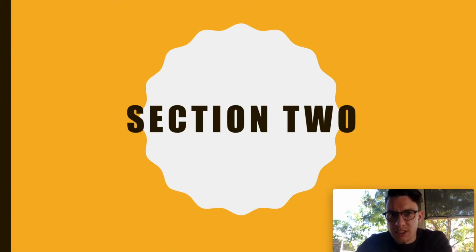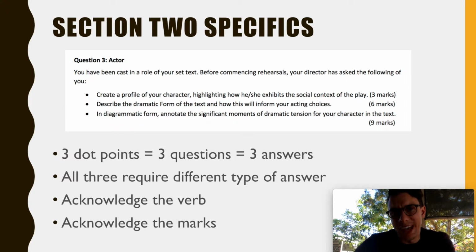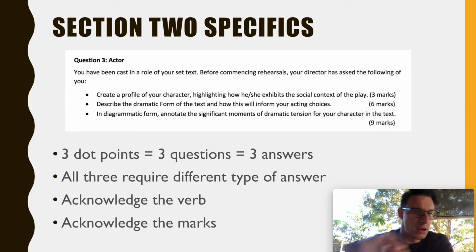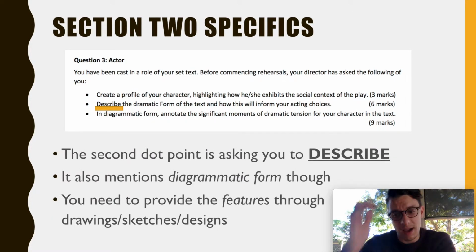Section 2, a little bit different. We know that Section 2 presents one bold question that we need to answer, but three dot points that we need to pay attention to. So here, we know that there are three separate dot points. We know that all three are going to require different types of answers. It's not going to say create a profile of the character, create a diagram, create a significant moment. It's not going to be that simple. So three different types. The first one is create, the second one, describe, and then the third one is annotate.